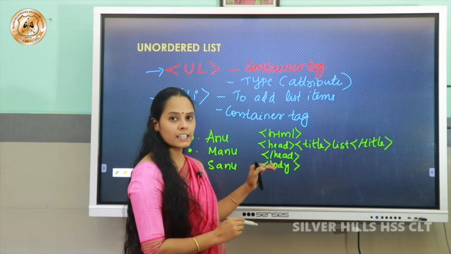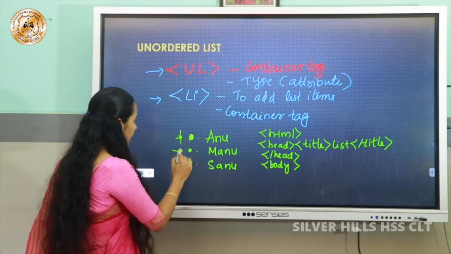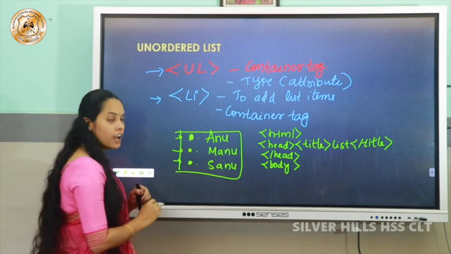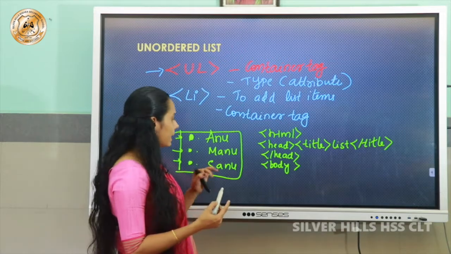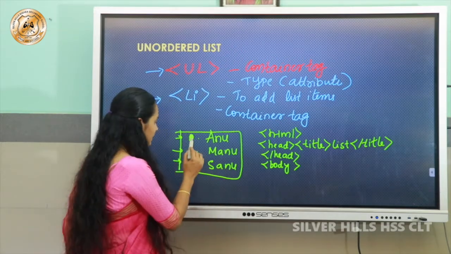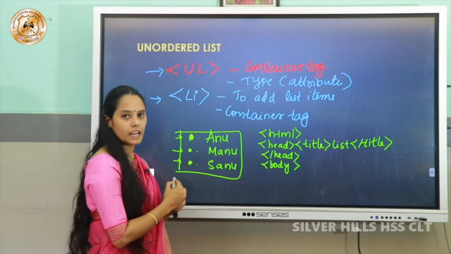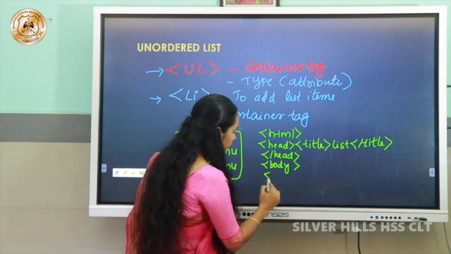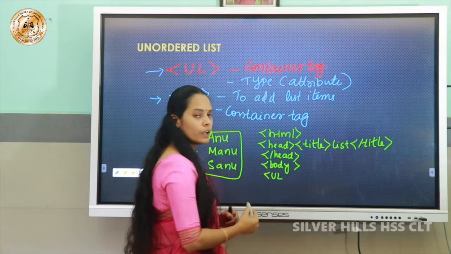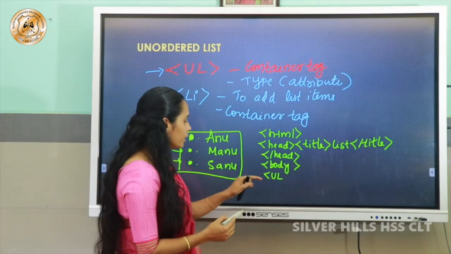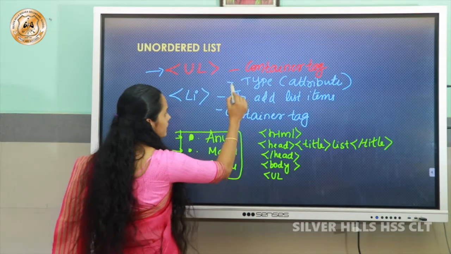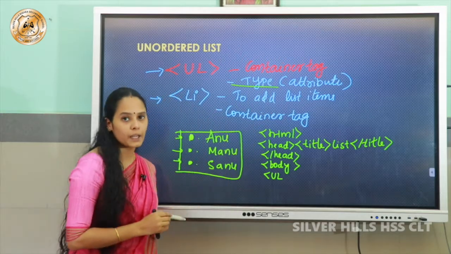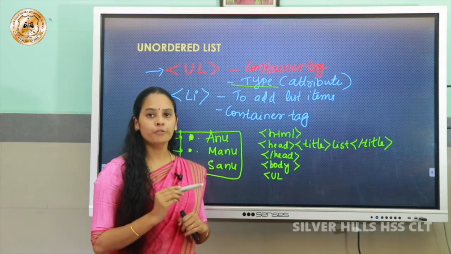So after writing this body, we need to create a list like this, right? This is an unordered list. Why we are saying this as unordered list? The reason is that it has points in front of that, right? That bullet points are there. So to create unordered list, we are writing the tag UL, unordered list. Then UL space, I told you it has an attribute called what? Type. Type is the attribute of UL tag.